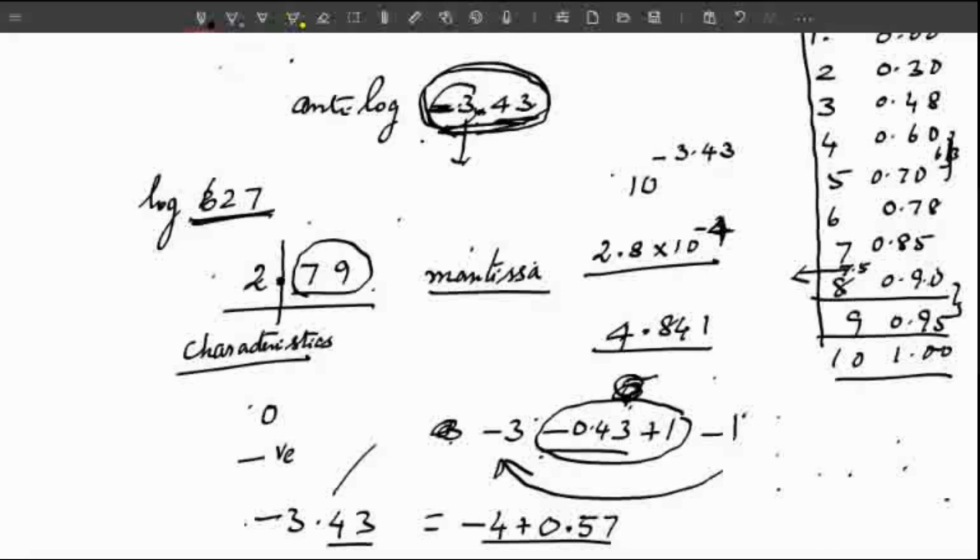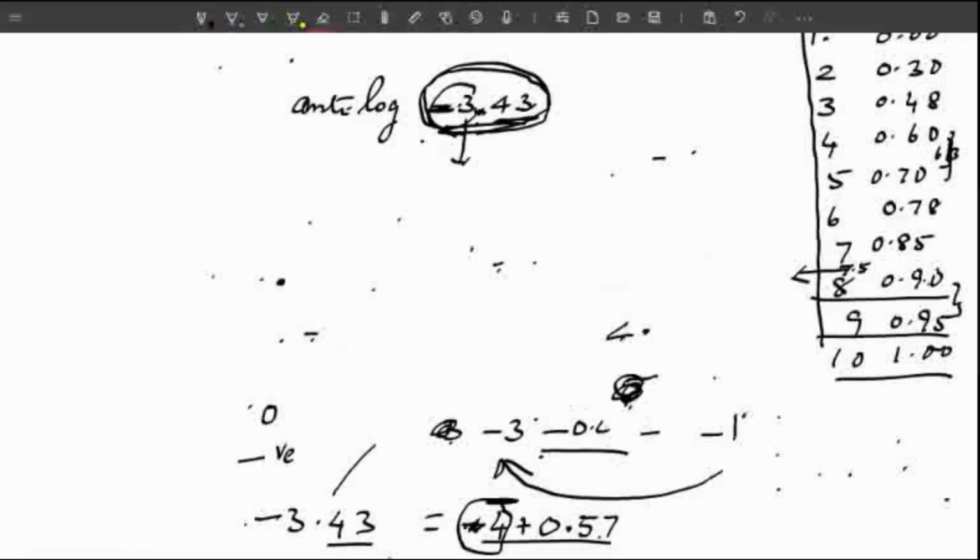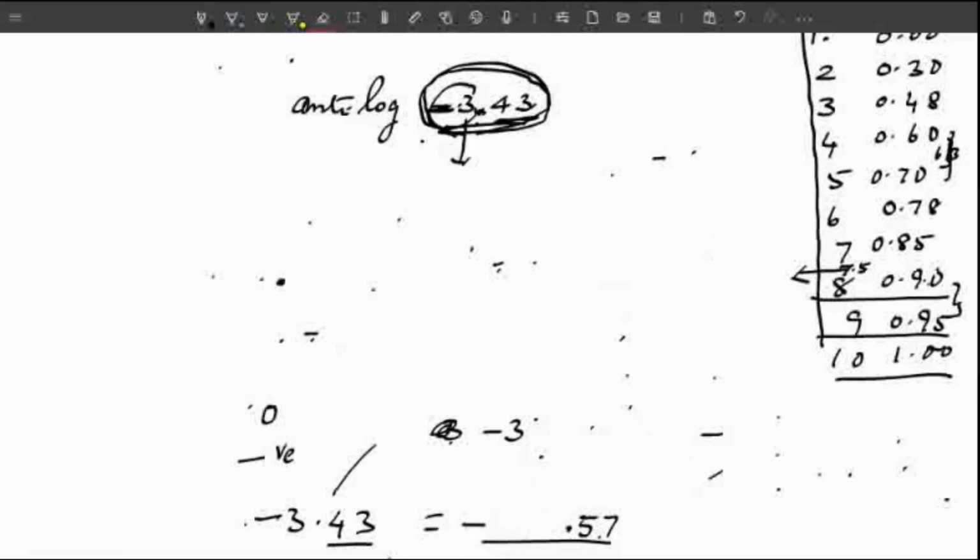How to differentiate that the characteristic is negative and the mantissa is positive? It is customary to write the negative sign above the characteristic number, and we call it bar. Therefore, if you understand this, now you can do this problem after converting the natural number into the logarithmic form.